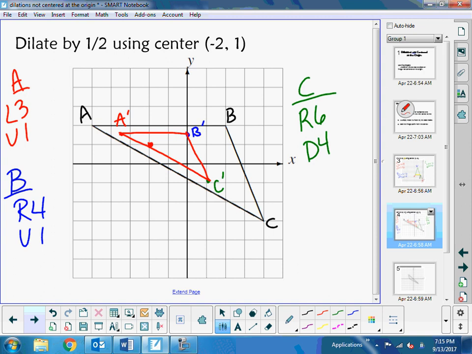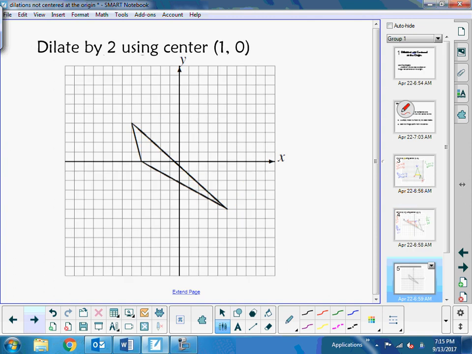I have 2 more examples I'd like to work through with you. Here's my next one. Dilate by 2 using the center 1, 0. So my center is at 1, 0, right here, so not even inside the figure this time. All right, so I'm going to name my points A, B, and C.